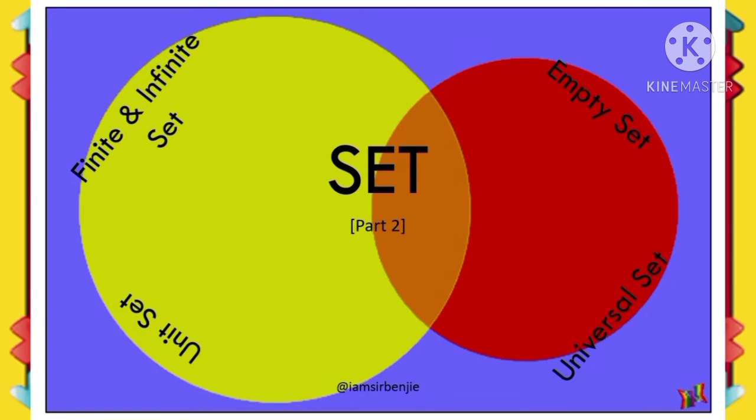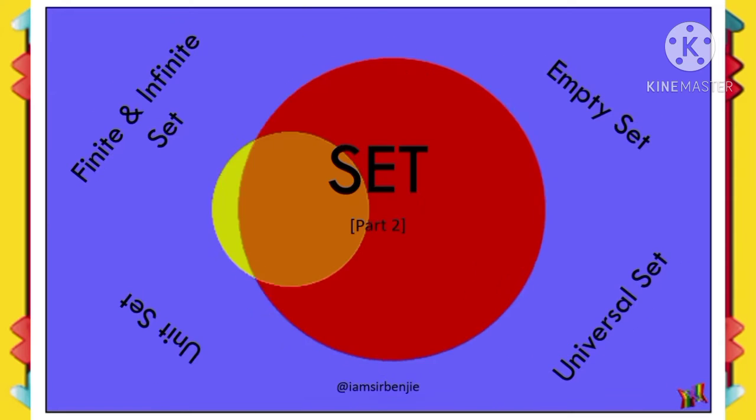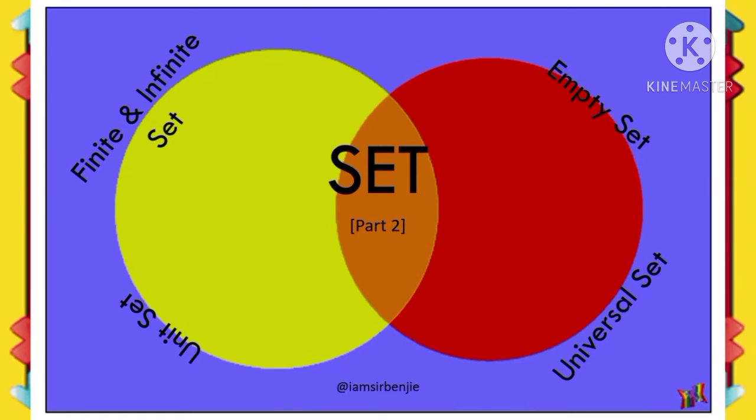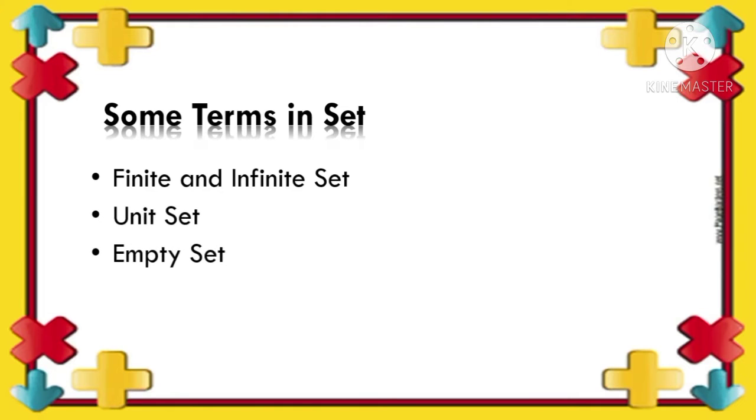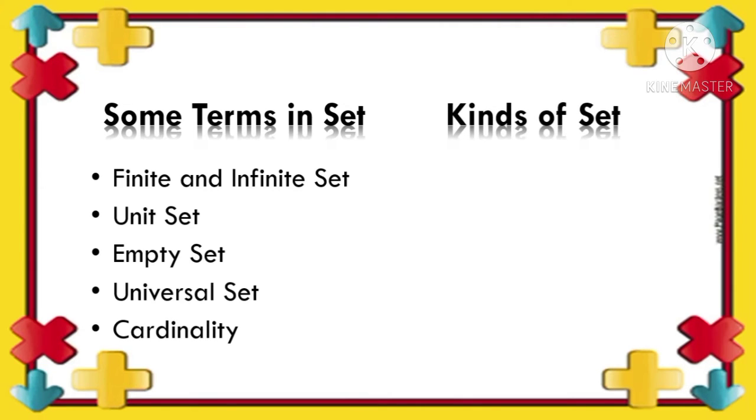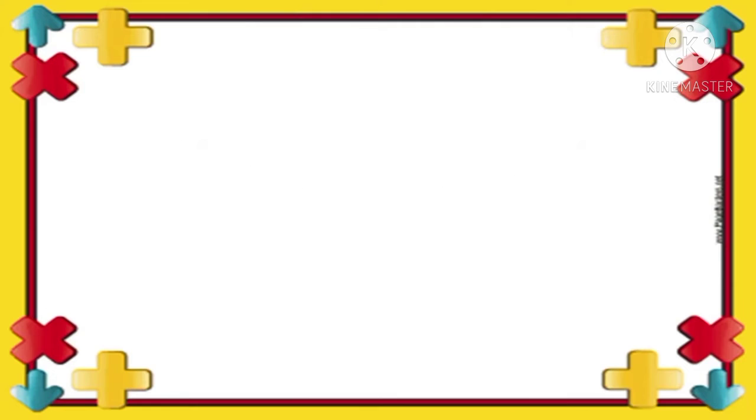So welcome back to Set Part 2, and we're now going to talk about the kinds of set and some terms in set. Here are some terms in set. First are the finite and infinite set, unit set, empty set, universal set, and the cardinality of a set. Next are the kinds of set: subset, proper subset, equal set, and power set. So let's start with some terms in set.